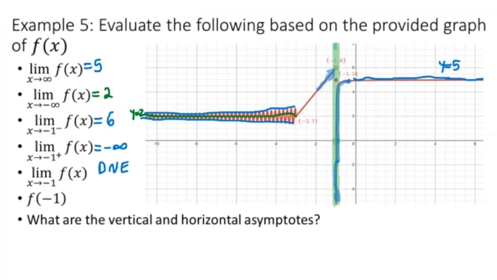Lastly, we'll evaluate f of -1. To evaluate f of -1, we are going to find a point on our graph with an x-coordinate of -1. Looking at our graph, we can see the point -1, 5, so f of -1 will equal 5.